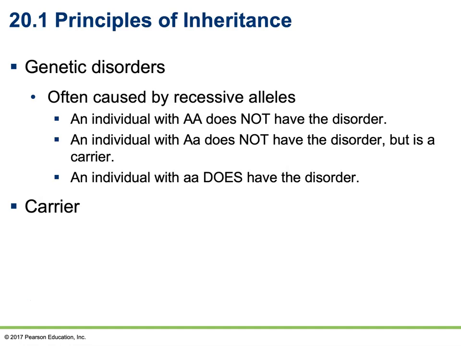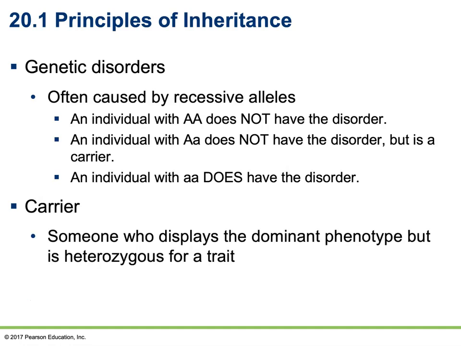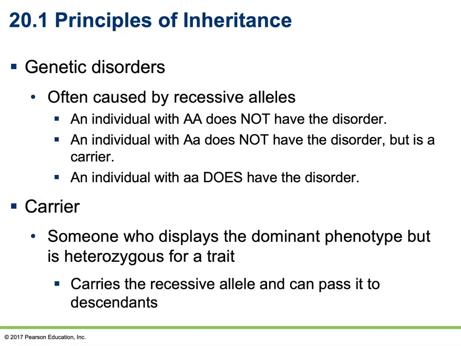So, for example, if both parents carry one copy of the recessive gene, they are unaffected, but they are capable of having a child with two copies of the gene who will be affected. So a carrier is someone who displays the dominant phenotype but is heterozygous for a trait. They're going to carry the recessive allele and can pass it on to descendants.